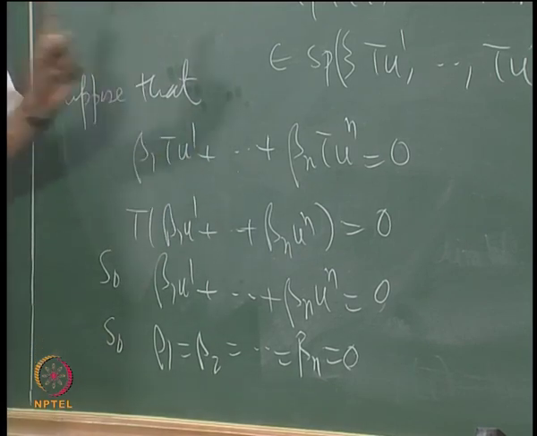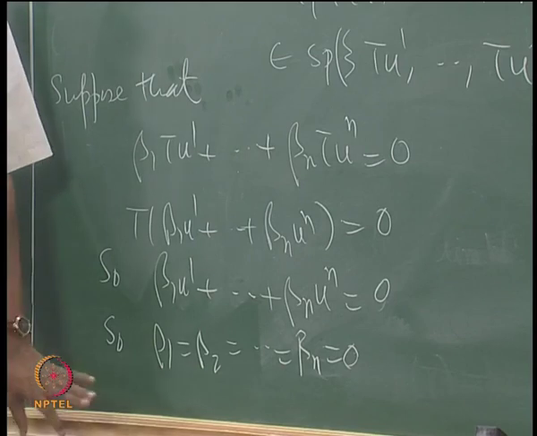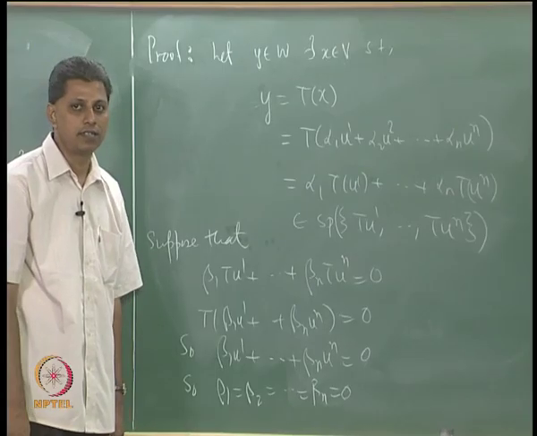It is a basis of W and they are n in number. The number of elements in this basis is n. So it follows that dimension W is n. That is the same as dimension of V. In the next lecture I will prove the converse and also consider other examples.